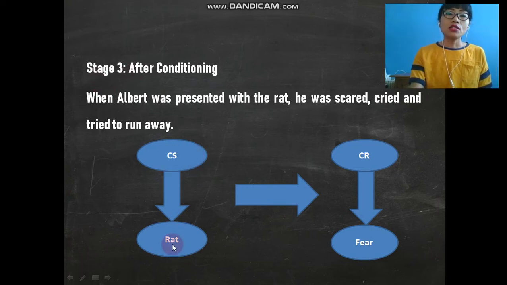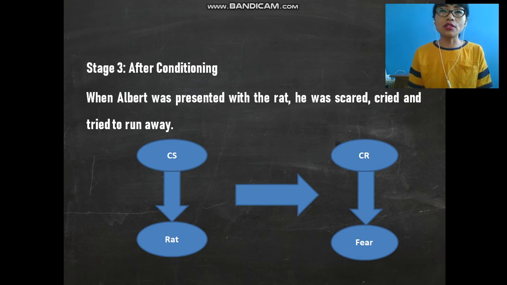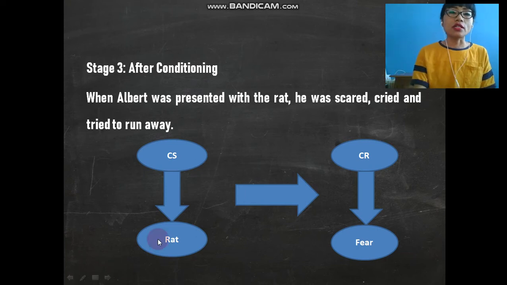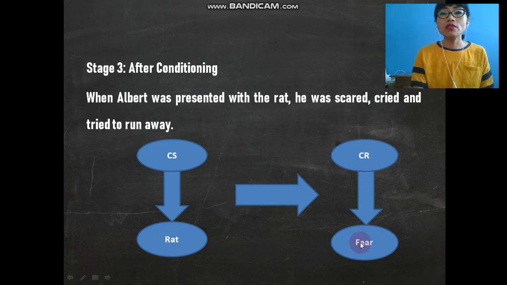So let's see in the last stage, after conditioning, what happens. The conditioned stimulus now is the rat. The rat has become the conditioned stimulus. Earlier the rat was the unconditioned stimulus. Now the rat has become the conditioned stimulus because the property of the loud noise has transferred to the rat, because the pairing, the association, has been established now. And the conditioned response is fear.